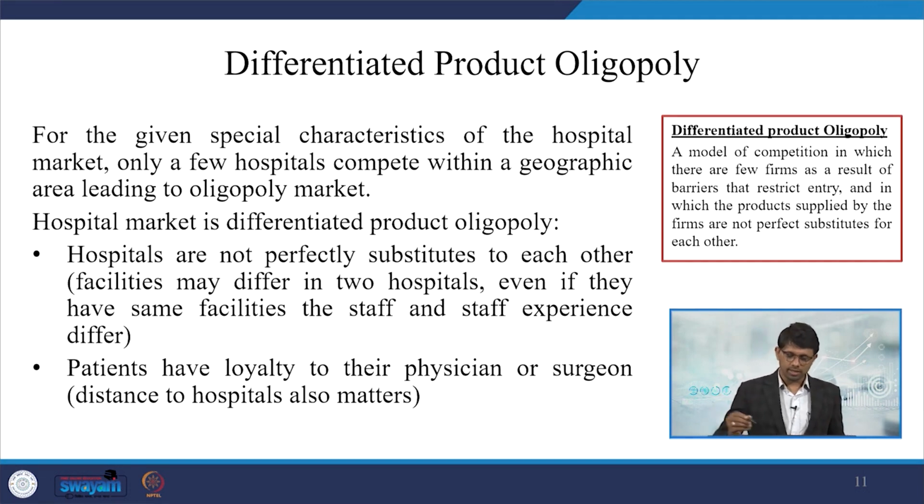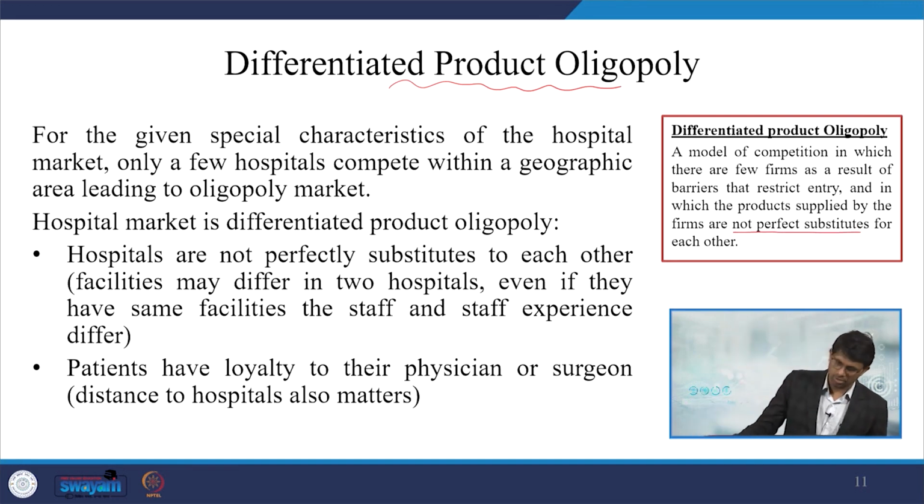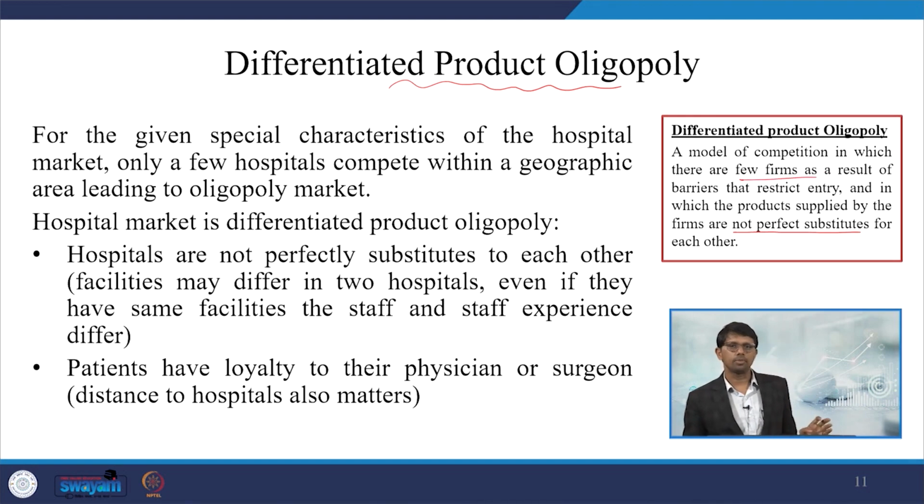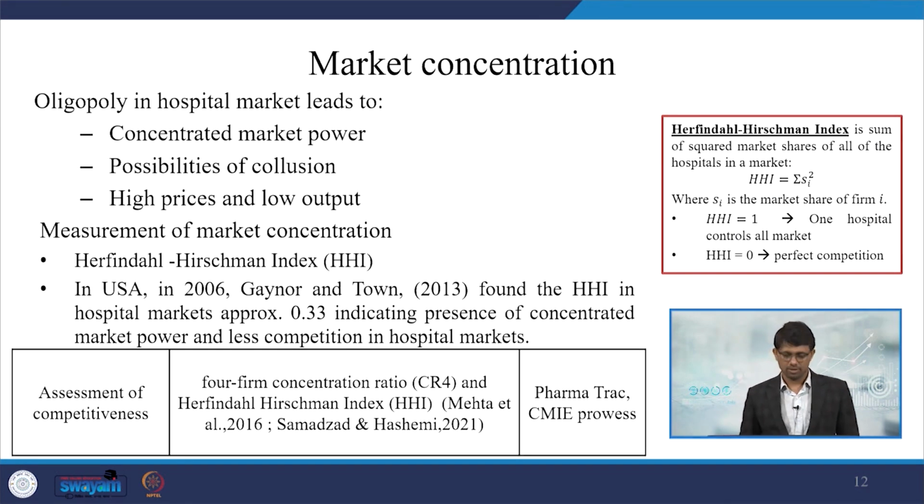So, to understand this differentiated oligopoly, you might have read in microeconomics. To emphasize a few, this is the key: the products are actually not of perfect substitute type, there is differentiation, and because of restrictions and heavy barriers to entry, very few firms are operating. Hence the differentiated product oligopoly is expected in this healthcare market.